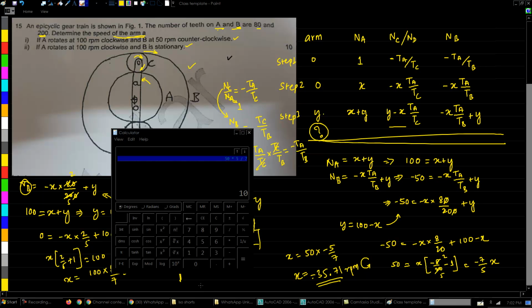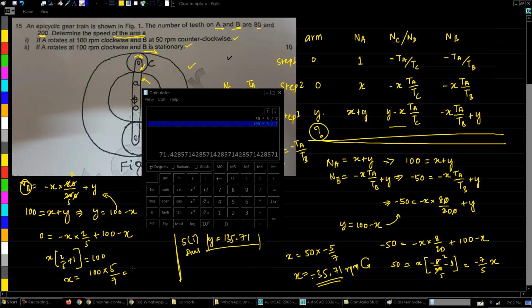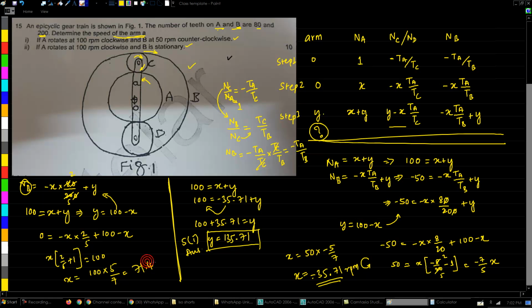So 100 into 5 by 7, that gives us 71.43. So this time we are not getting any negative value, which means this is actually rotating clockwise. So this is the solution for the 5 second one. Fine. So these are the solutions. So hope you have understood this problem perfectly.